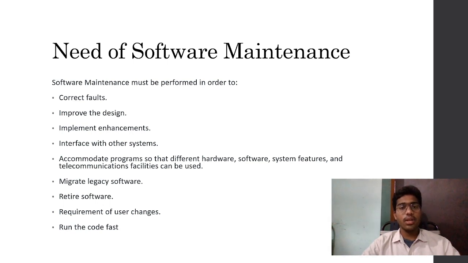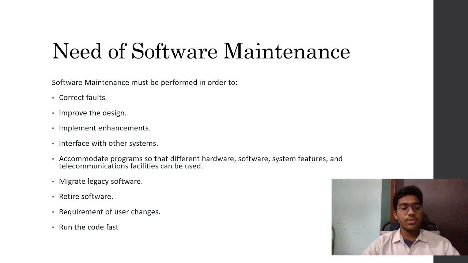Next, improve the design. When we prepare a software, if the customer is not happy with it, we can improve the design of that software. Enhancements have the same meaning as improving the design. Interface with other systems: the software that we provide has to be portable, which means flexible for all types of OS, iOS, Android, etc. So, accommodate programs with different hardware, software, and system features, so that they can be used by each and every person who has knowledge of the software.